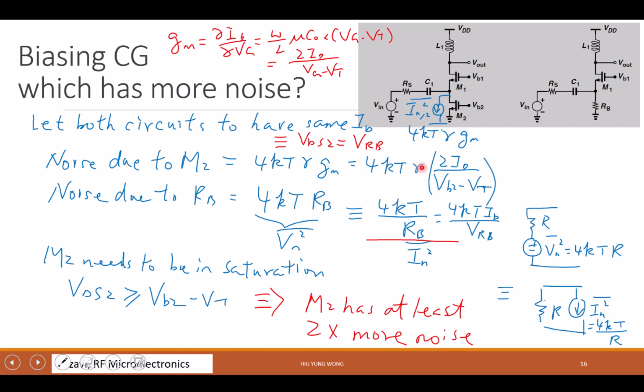This is 4kT gamma times 2ID. This is 4kT times ID. Gamma is going to be large, about 1, right? And these two are almost the same, or this one might actually be larger than this one. Okay, so it turns out to be 2x more. So this is a little bit counterintuitive, right? You thought that if you add a resistor, you get worse, but actually a MOSFET gives you more noise. So this is just a good exercise for this.